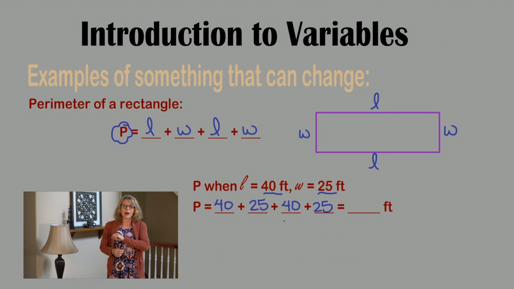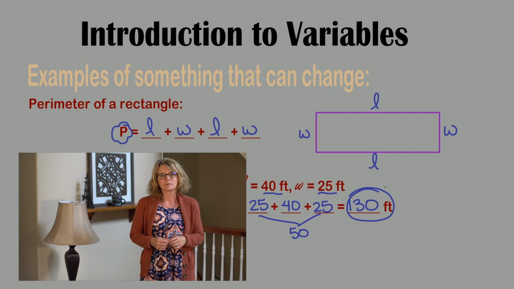Add them up. I'm going to add the 25 plus 25 first. 50. Then 50 plus 40 equals 90. And 90 plus the other 40 equals 130 for a perimeter of 130 feet. You can see how it's not so bad if they give you the formula and the values for the letters. You just plug it in and use the numbers to figure out what it equals.